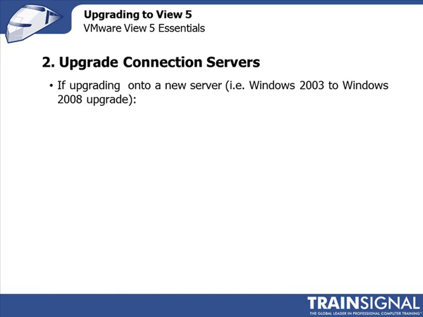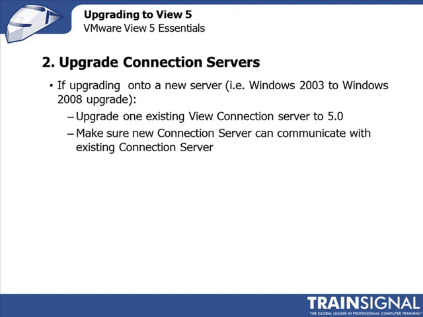Now, if during your upgrade process of the View connection servers, you need to upgrade to a new server, like if you're on Windows 2003 and want to migrate to Windows 2008, or if you want to move from a 32-bit to a 64-bit system, you want to follow some specific guidelines. First of all, upgrade one existing connection server to 5.0, going through the process on the previous slide. Then build up a new connection server. Make sure it can connect and talk to the existing connection server that you just upgraded to 5.0.